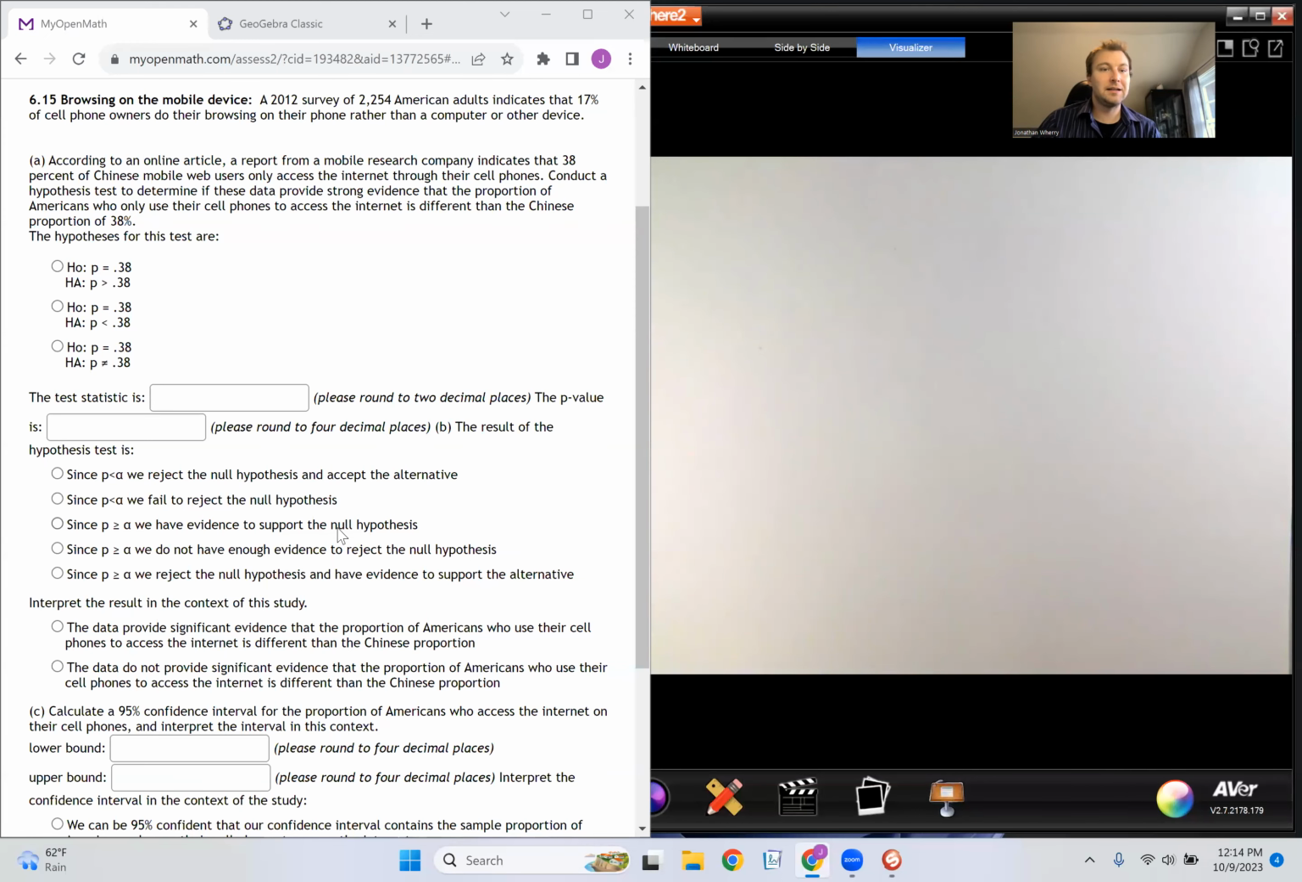Take a look at an example involving a hypothesis test and a follow-up confidence interval. So a 2012 survey of 2,254 American adults indicates that 17% of cell phone owners do their browsing on their phone rather than a computer or other devices. Okay, so writing down some of the things that it's given me already here.